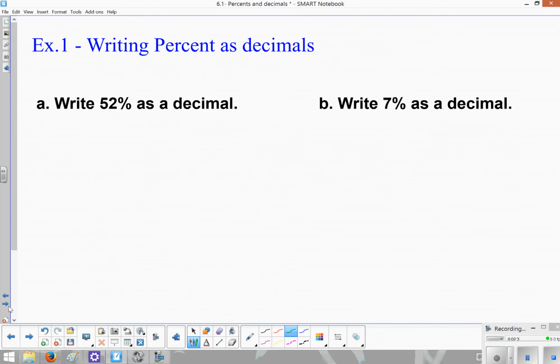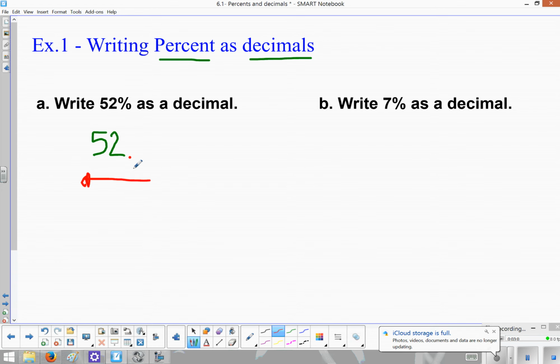All right, for examples, I have here example 1. We're going to continue writing our percent to decimal. I have here 52%, that's A, and then we'll do B in a bit. Remember, to change the percent to decimal, we remove the percent. The decimal's where? Always at the end, hiding. All we need to do is move it two places to the left, 1, 2. So our answer is 0.52 as our decimal.